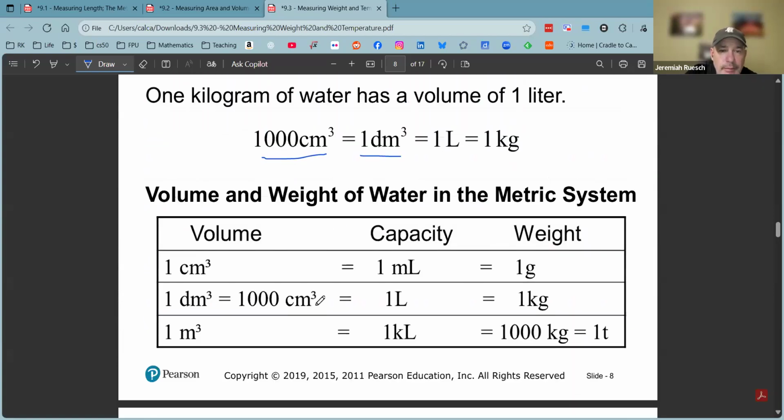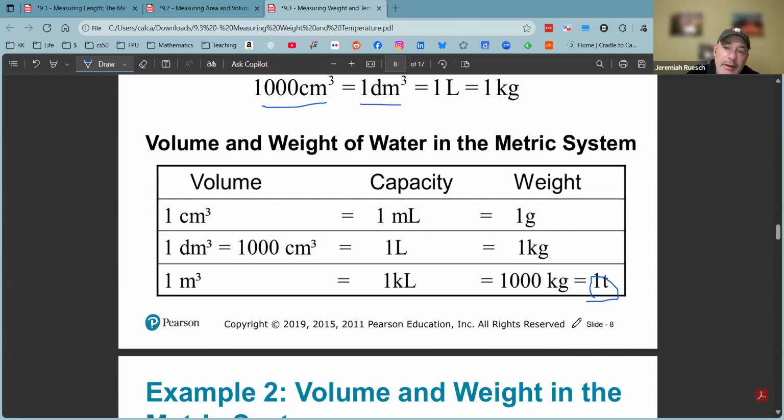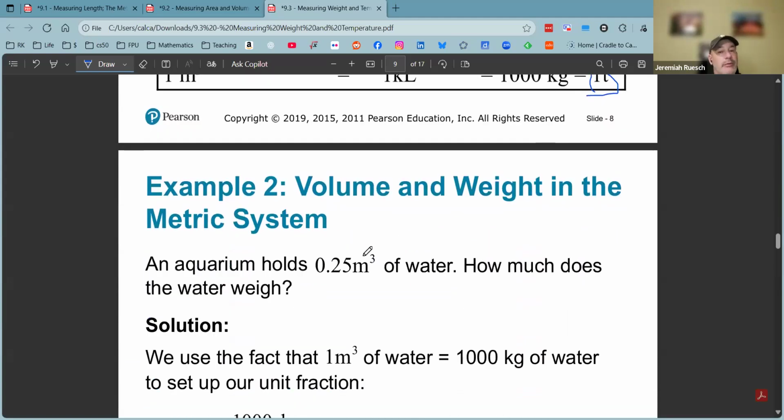Okay, so we have 1 liter is equal to 1 kilogram, and 1 cubic meter is equal to 1 kiloliter, which is equal to 1,000 kilograms or 1 ton. So this measurement here is different in weight and tonnage. So there are different measurements for that. So just be clear about when they refer to tons.